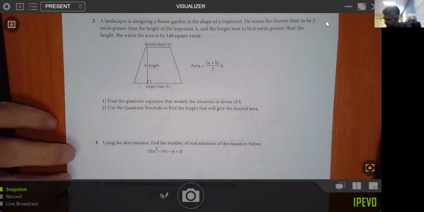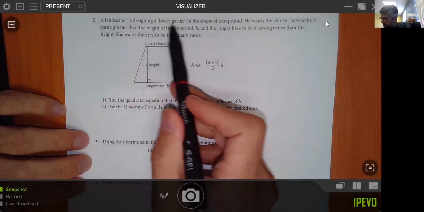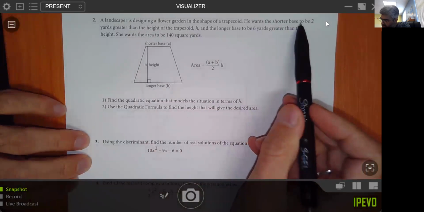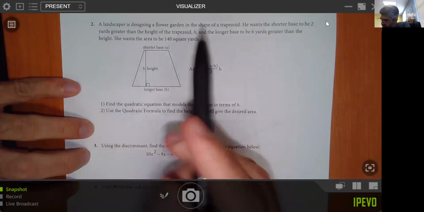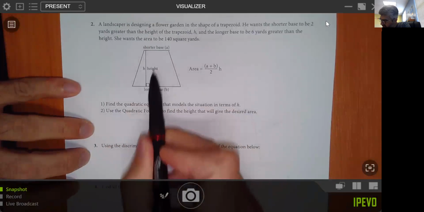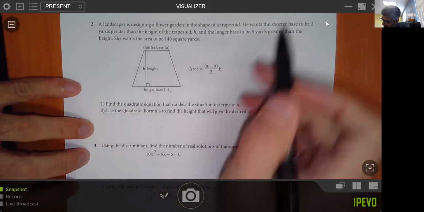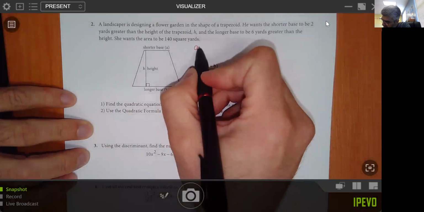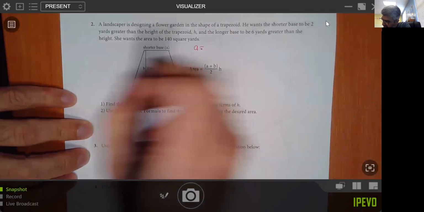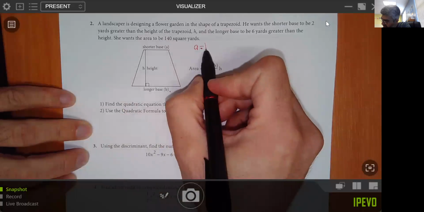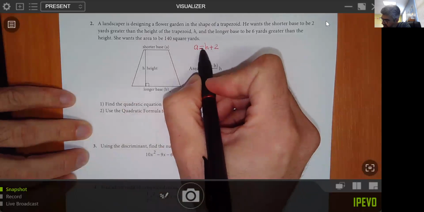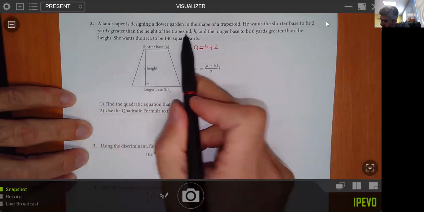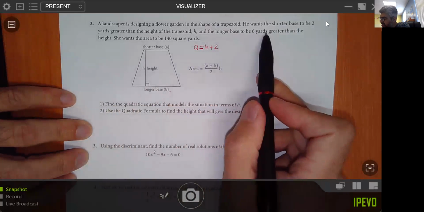Number 2, a landscaper is designing a flower garden in the shape of a trapezoid. He wants the shorter base to be 2 yards greater than the height. Shorter base, height, longer base. So let's translate this into math language. So A is 2 yards greater than the height. Height plus 2, h plus 2. Greater than the height of the trapezoid, h, and the longer base to be 6 yards greater than the height.